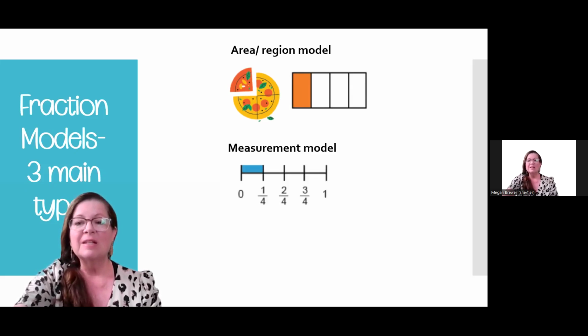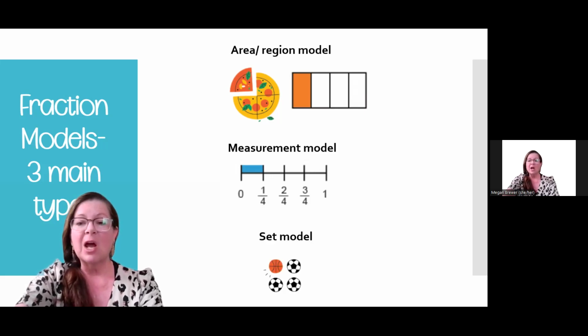Next up is the measurement model, also called the linear model, which honestly needs equal time in an elementary math class, but often doesn't get it. Most state math standards expect students as early as third grade to be using the number line or measurement model to place fractions in order for comparing and equivalency understanding.